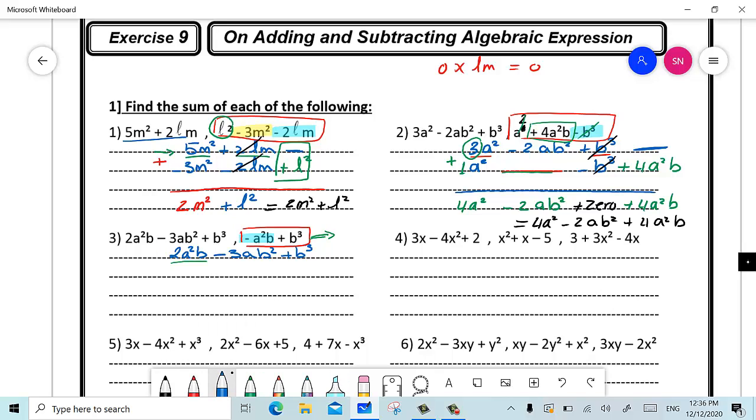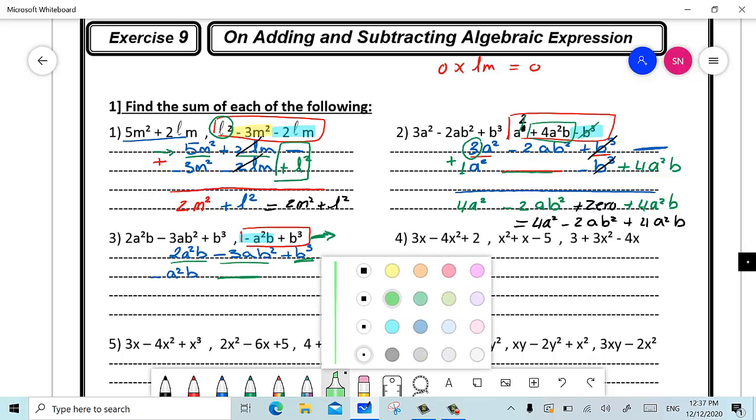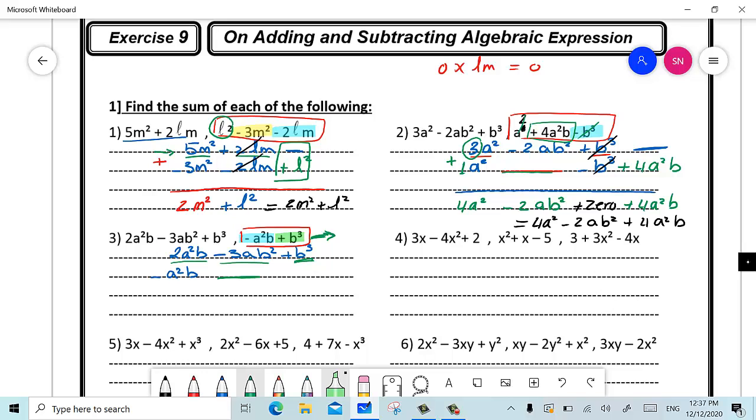So I am going to write negative a squared b, and then the second term I have is negative 3ab squared. So again, let's see in the second expression, do I have any term containing ab squared? No, I don't, so I'm going to leave this space empty. And then I have the term containing b to the power of 3. So going to the second expression, do I have anything that contains b to the power of 3? And yes, the term is positive b to the power of 3. So I'm going to write it as it is, as positive b to the power of 3.